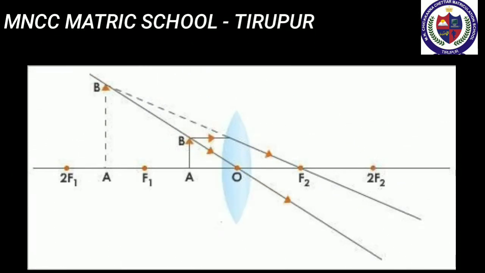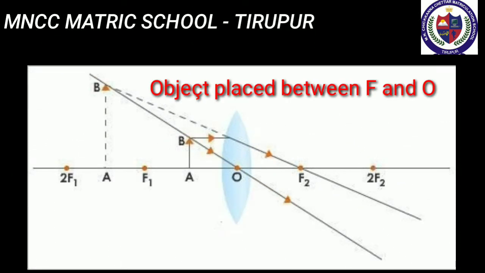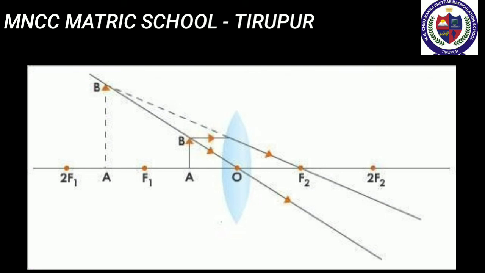Next, we move to object placed between the principal focus and optical center. When an object is placed in between the principal focus and optical center, a virtual image is formed. The size of the image is larger than that of the object.